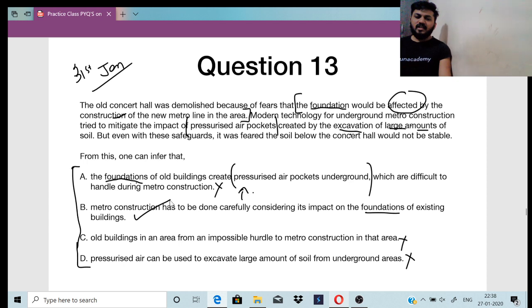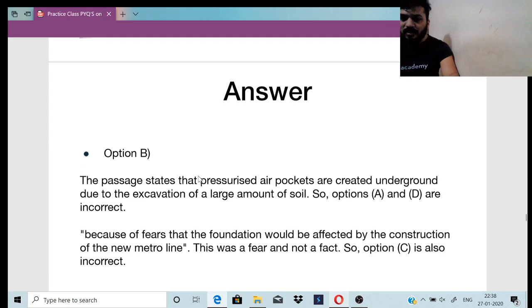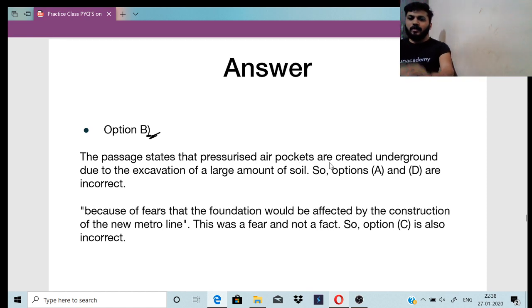Okay. Metro construction has to be done carefully, right? So it has to be done carefully. Pressurized air pockets, they are created by old buildings is written in option A. But actually, pressurized air pockets are created by excavation of large amounts of soil, and not by old buildings. So A is the wrong statement, B is the correct statement. Option B. The passage states that pressurized air pockets are created underground due to excavation of large amount of soil. So options A and D are incorrect. That is the reason option B is the correct one.